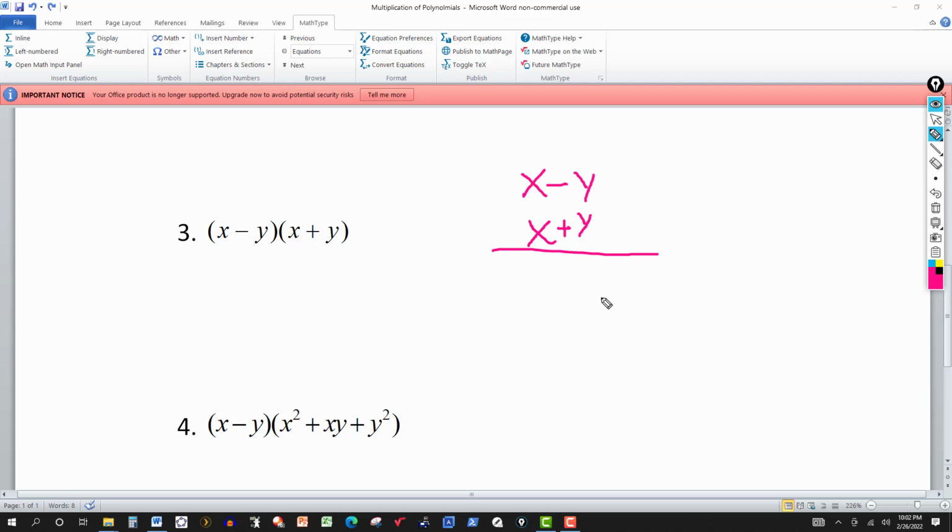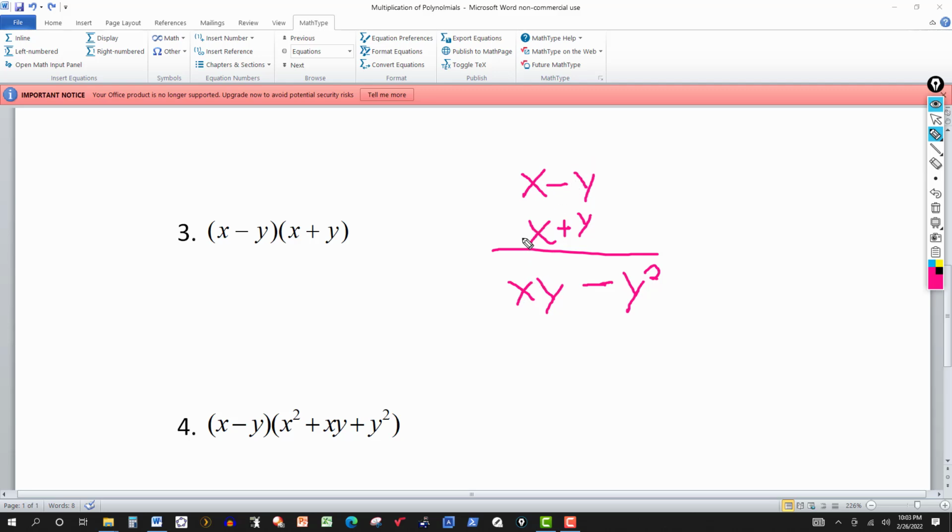So y times minus y is minus y to the second. The exponent is 1 and 1. Remember, if the coefficient is not there, it's understood to be a 1. If there's no visible exponent, it's understood to be a 1. Okay, now y times x is xy. Okay, so I have this minus right here. Y times minus y is minus y squared. Y times x is xy.